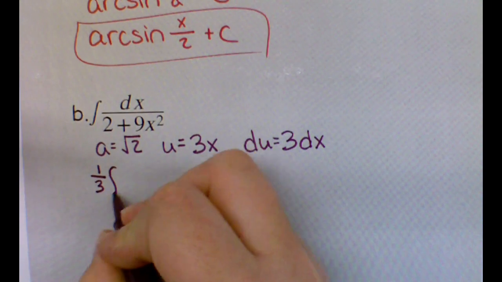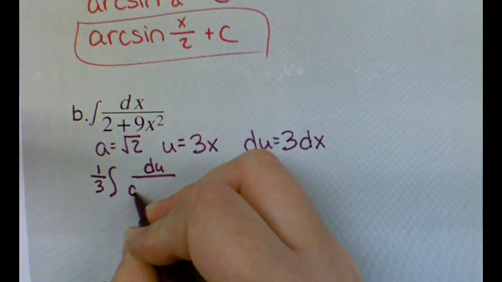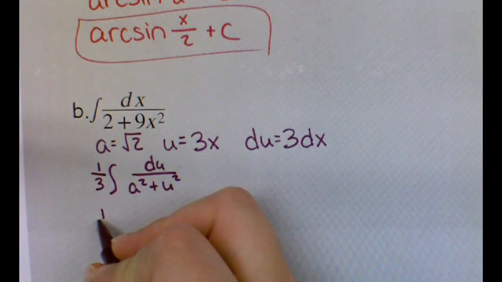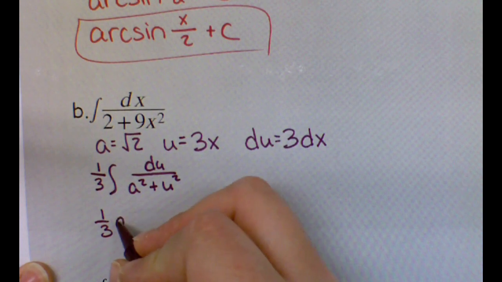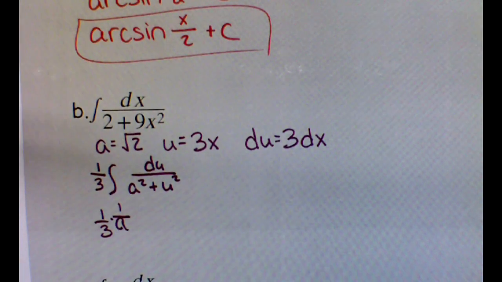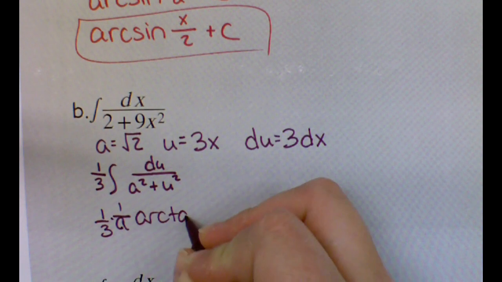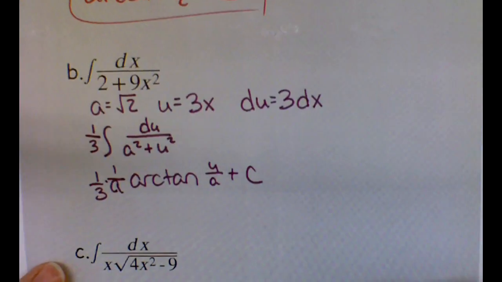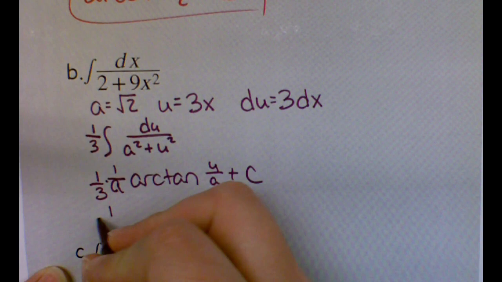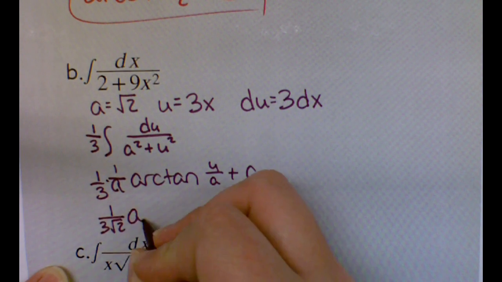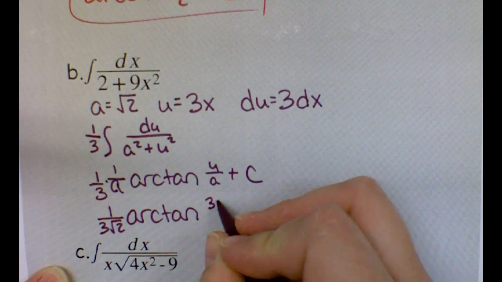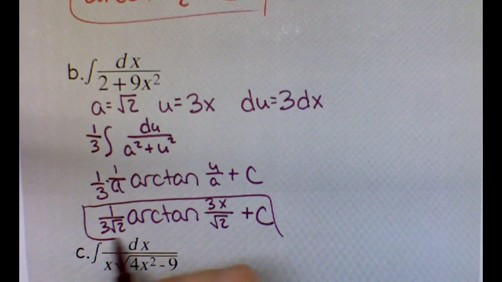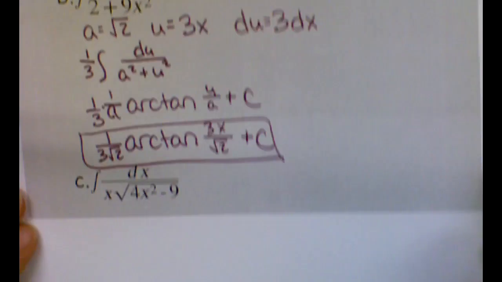multiply by 1/3 out front, du over a squared plus u squared. Now I go into my arctangent, 1/3 times 1 over a, times the arctangent of u over a plus c. Well, a is square root of 2, u is 3x, plug those in. 1 over 3 square root 2 times the arctangent of 3x over the square root of 2 plus c. Now we could rationalize these denominators, but it is not really necessary.